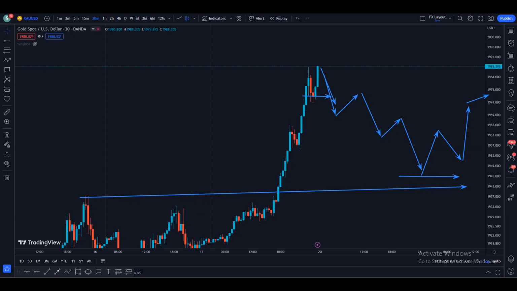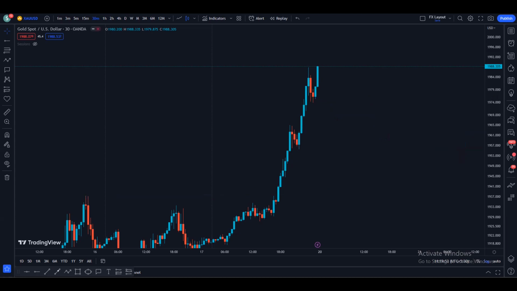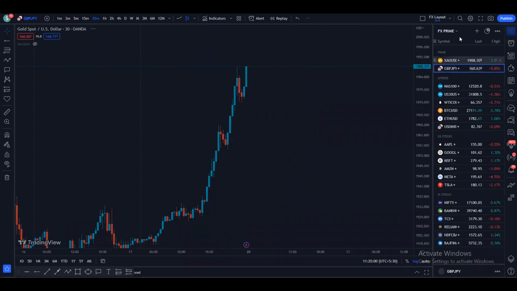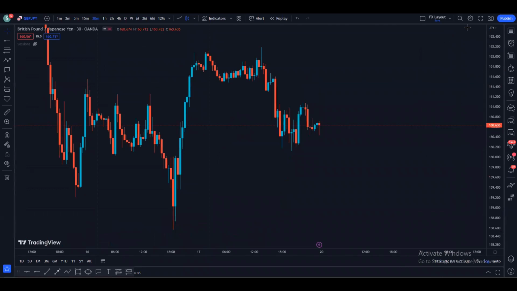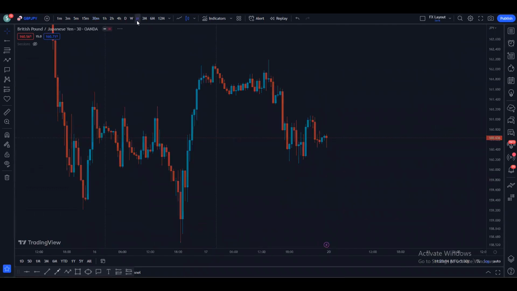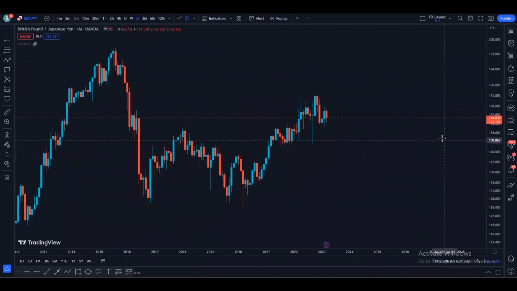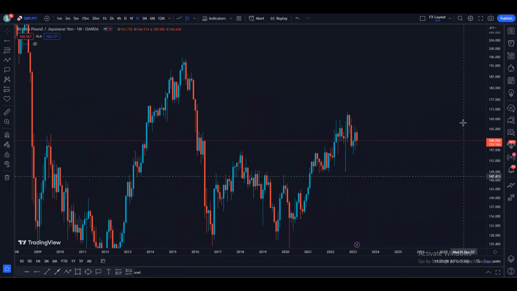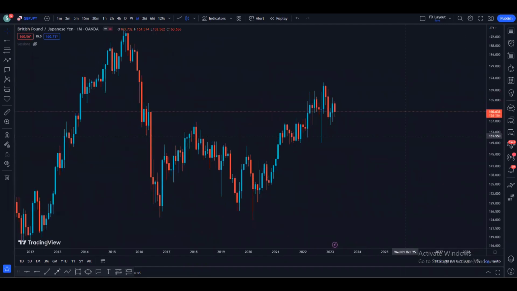So now let's go to our next pair, which is GBPJPY. So on the GBPJPY, let's see what is happening. We are going to start with the monthly time frame. From the monthly time frame, we can see the price is pretty much bullish, as we can see from the market structure on the GBPJPY monthly chart.